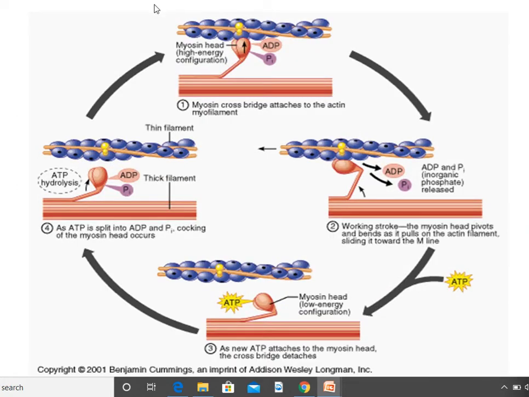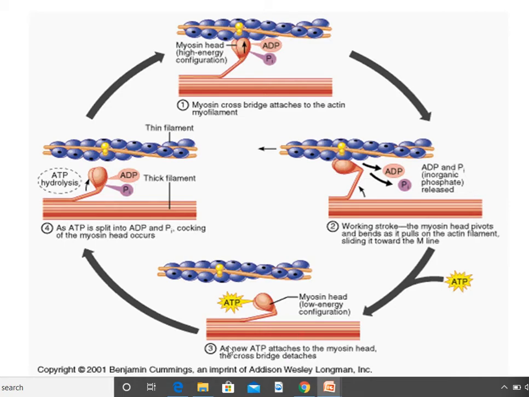Now see in the diagram. First one is the myosin cross bridge attaching to the actin filament. See, these are the myosin and these are the actin. This myosin contains the head and the tail, and this myosin head gets attached to the actin filament. Now the second one is the working stroke, or the power stroke. In this working stroke, the myosin head pivots and bends as it pulls on the actin filament, sliding it over the myosin. Now see, this head gets pulled towards the center.